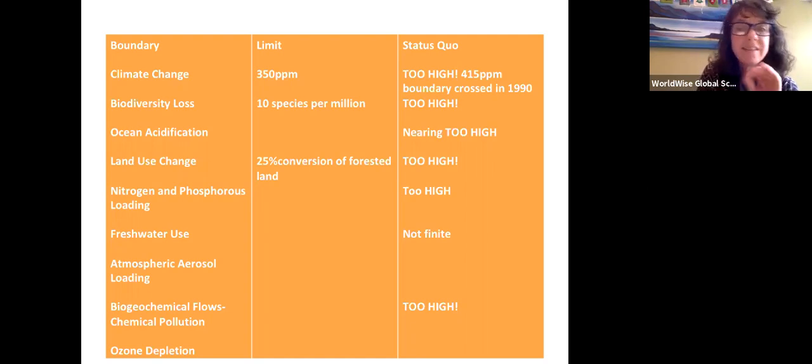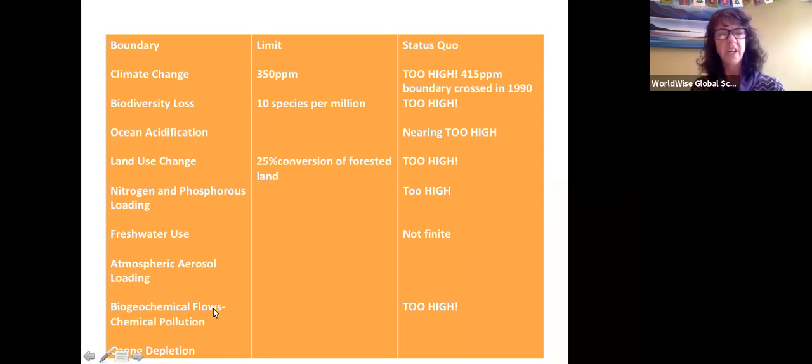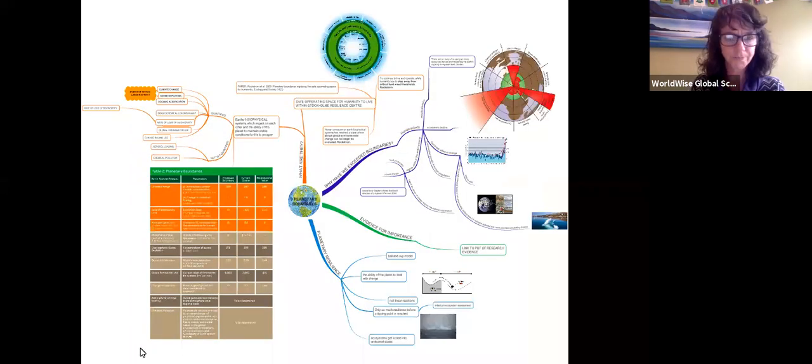Ocean acidification is nearing too high. Our land use change, 25% conservation of forested lands, is again too high. We need more forested land in order for our carbon sinks to exist. Again, nitrogen and phosphorus loading is too high. Fresh water use is not in the danger zone quite yet, but it's not finite, and certainly not everybody has access to clean drinking water. So that's another consideration.